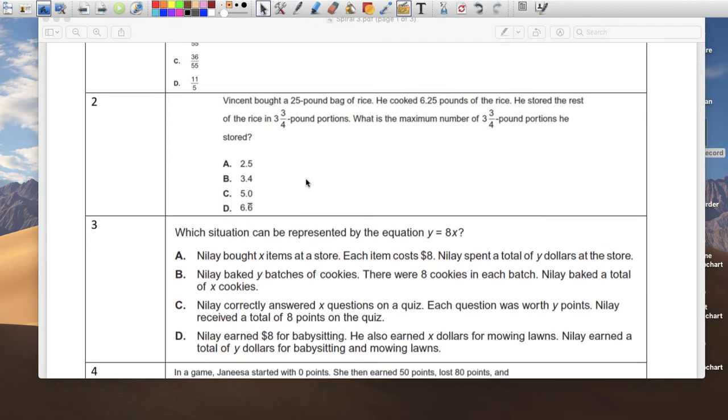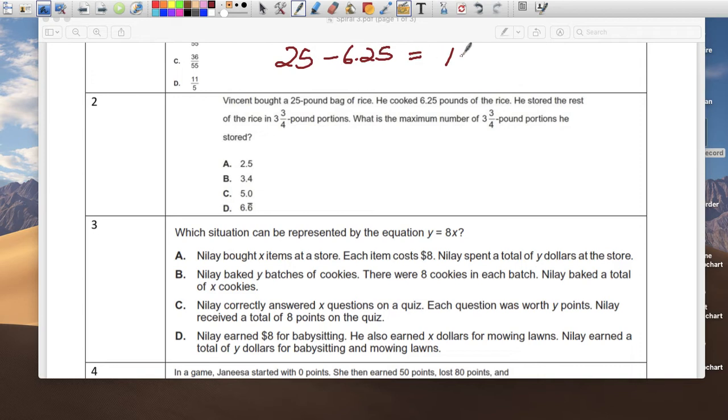Vincent bought a 25-pound bag of rice. He cooked 6.25 pounds of that bag. He stored the rest of the rice in 3 3/4 pound portions. What is the maximum number of 3 3/4 pound portions? So he had a big pack of rice, right? 25 pounds. Of that, he used 6.25. And if you subtract 6.25, you're going to get 18.75, right? This is how much he has left over.